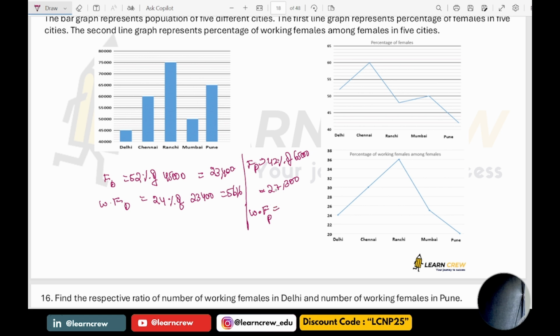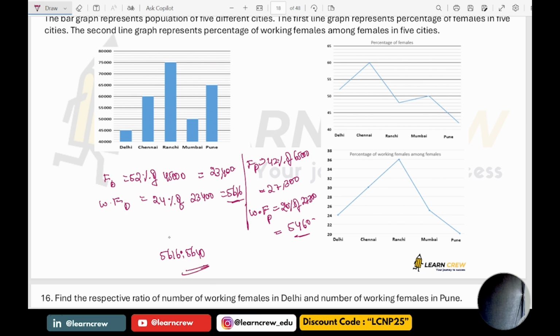Working females in Pune would be how much? It is 20% of 27,300, which is nothing but 5,460. So now you need the ratio between these two. It is 5616 is to 5460.